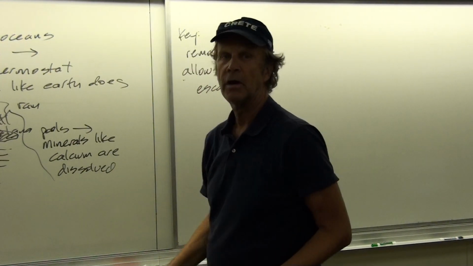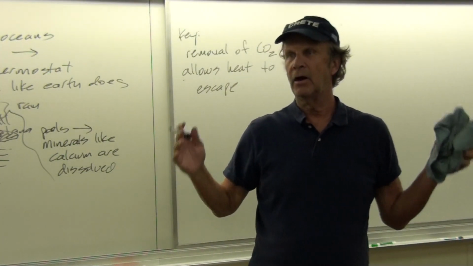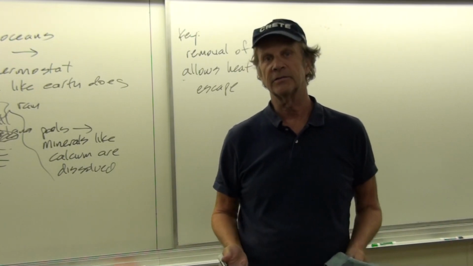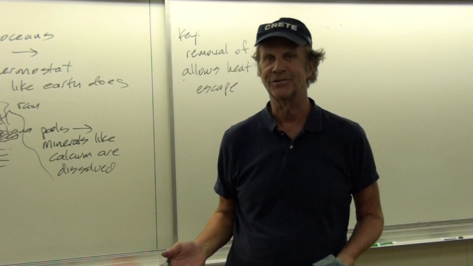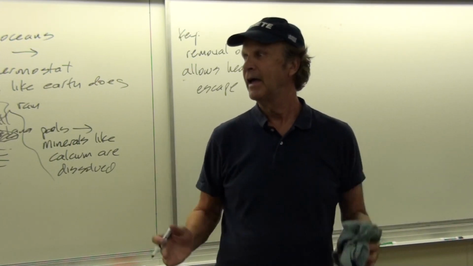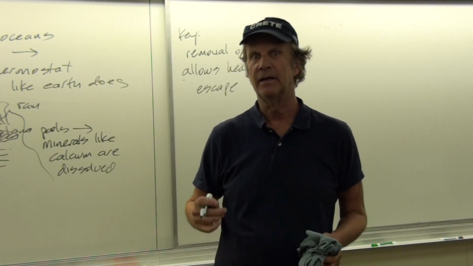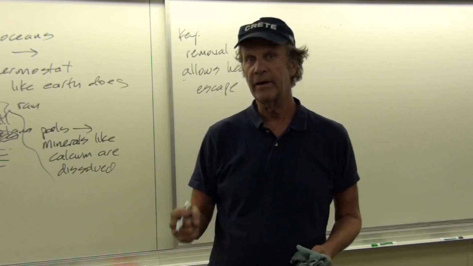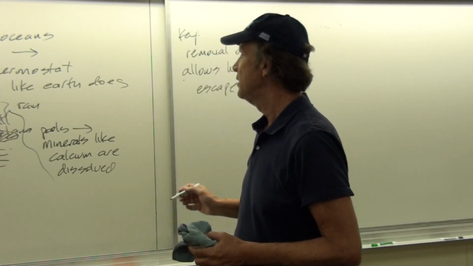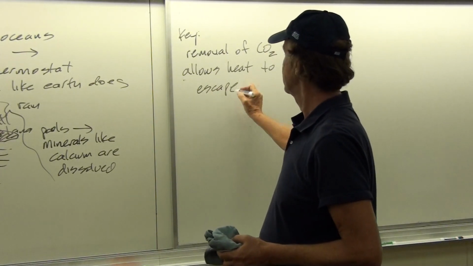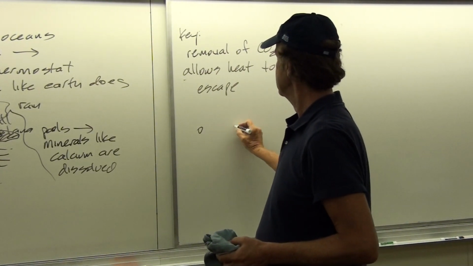Imagine that you're in your car and all the windows are rolled up and your car starts getting really hot. Or maybe you left it there while you went to the beach or something. You get back in your car and everything is just stifling hot. So what do you do? You roll down a window. And so essentially this is like rolling down the window. By removing carbon dioxide from the atmosphere, then more heat can escape.